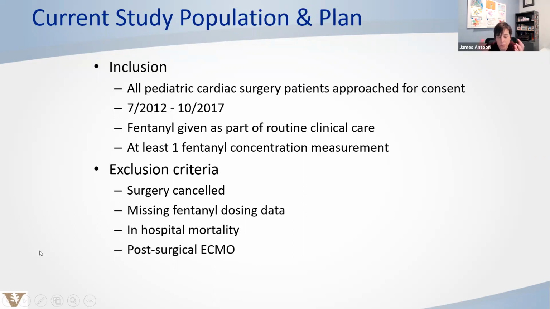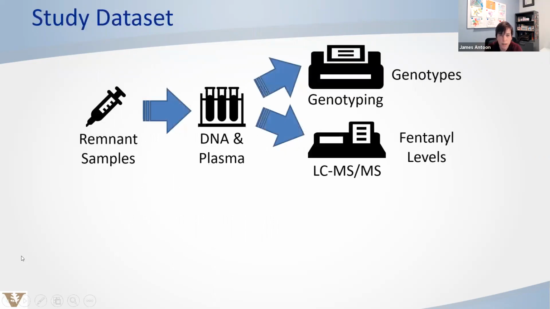We wanted to have this really robust cohort. The idea was, again, we take remnant samples, we collect your DNA and plasma that was left over from whatever clinical testing was going to be done. We subject that to genotyping, and with a bigger cohort, we'd be able to understand something about pharmacogenetics of fentanyl.